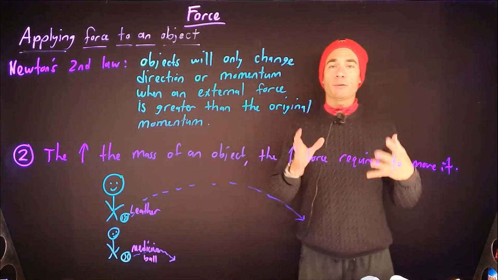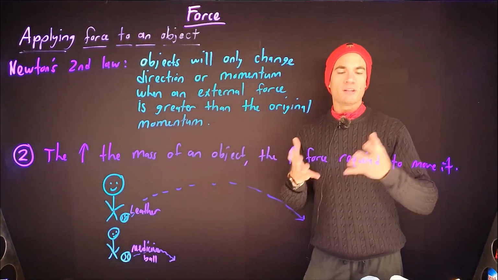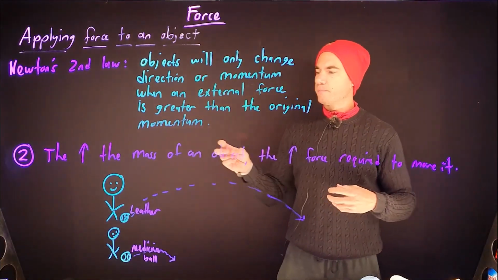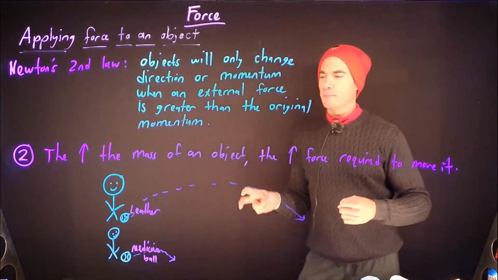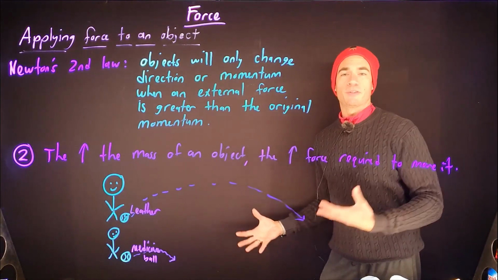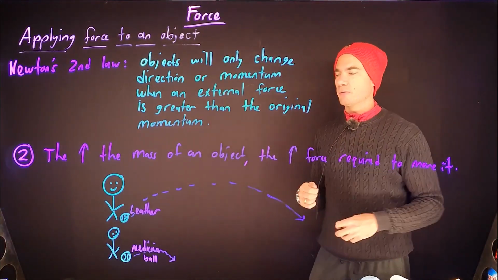All right, so the other way to think about this, number 2, the greater the mass of an object, the greater the force required to move it, all right? So we're applying force to an object. So once again, I've got 2 soccer players. They're the same dude this time, okay? Same height, same weight. They kick the ball with the same strength. But this time we're looking at the difference in the object itself, not the person.